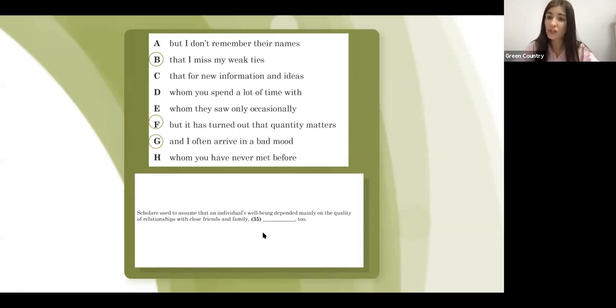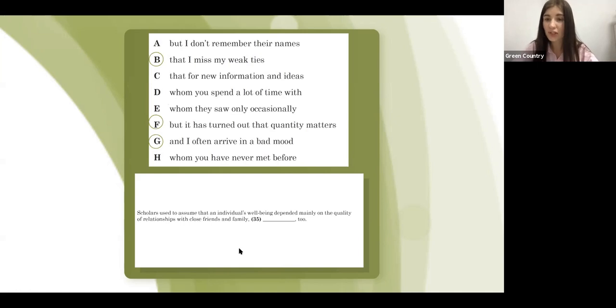And two mentions that we have two ideas, but different ones. And she didn't expect that it really matters. Again, I can see that you're mentioning the option D, whom you spent a lot of time with.